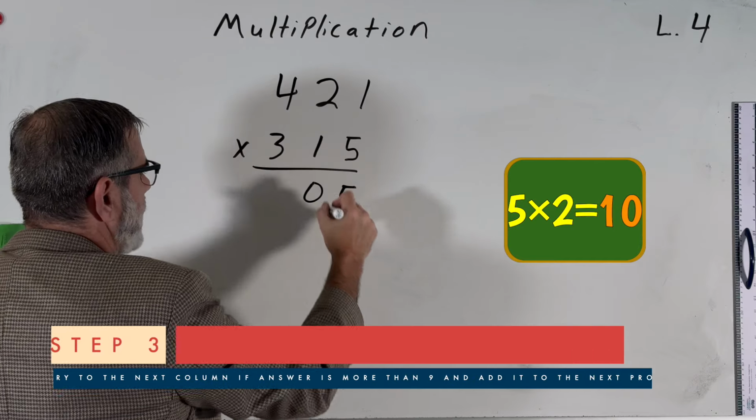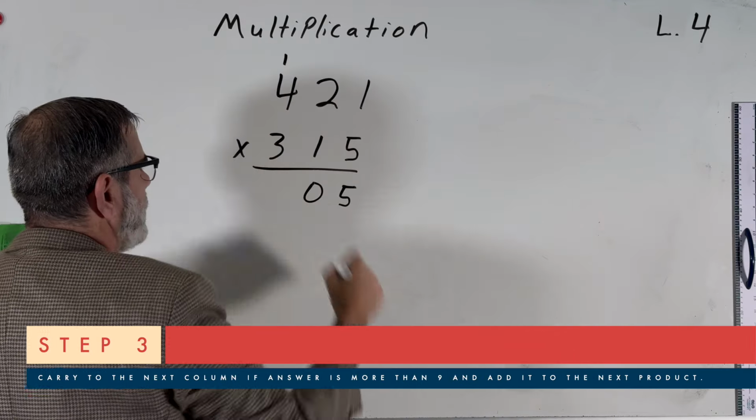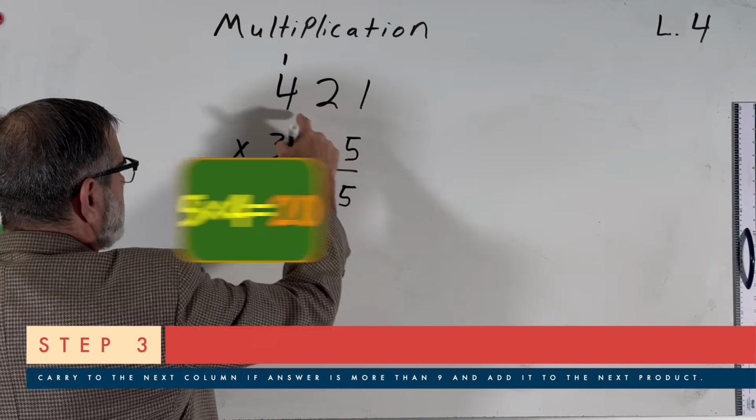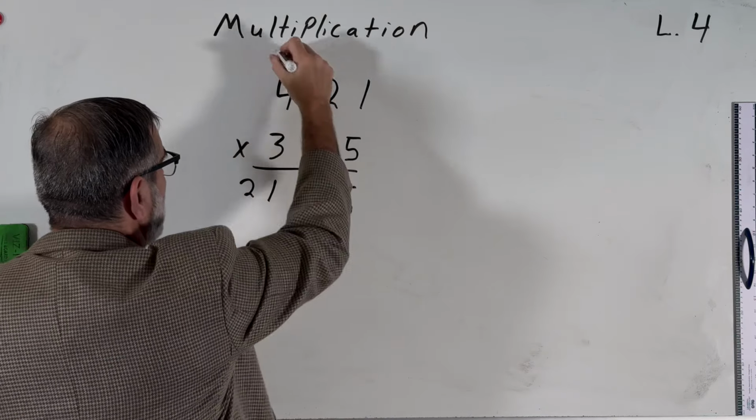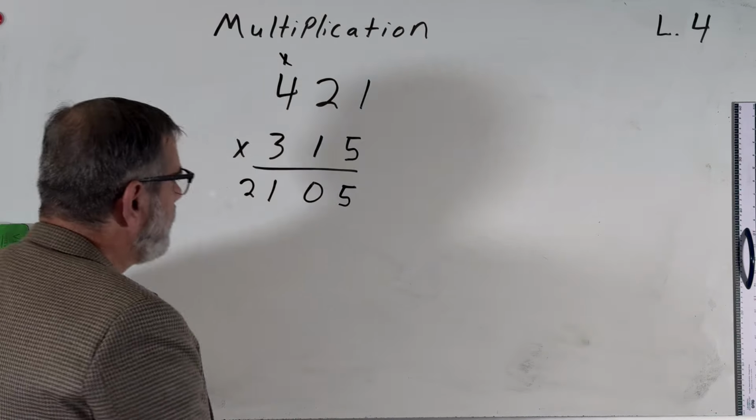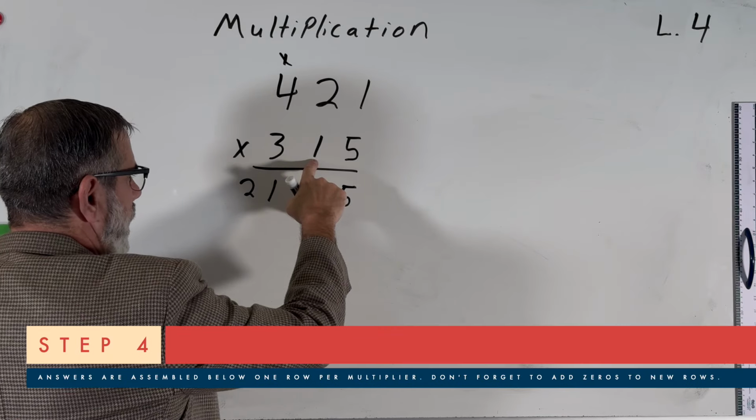We'll write the 0 from 10 down here in the answer section and carry the 1 up to the next digit. 5 times 4 is 20, plus 1 makes 21. Strike through the carry that I've already used. Move on to the next digit, the 1.